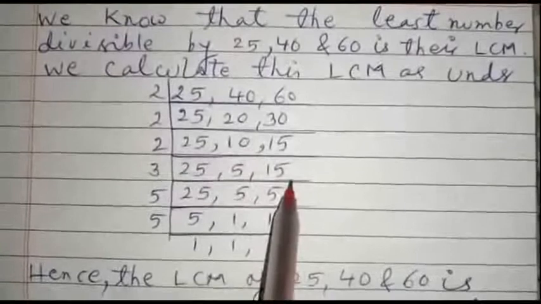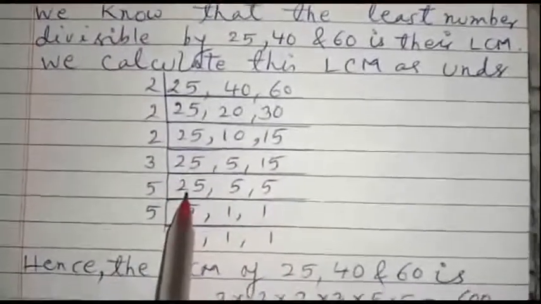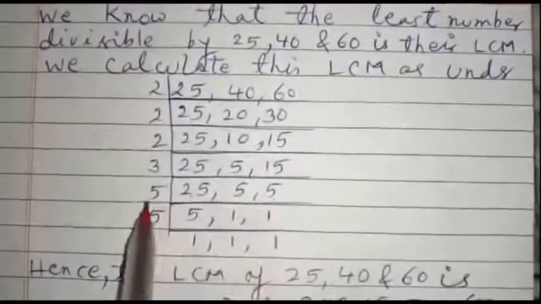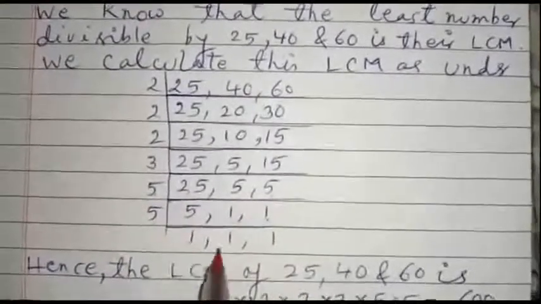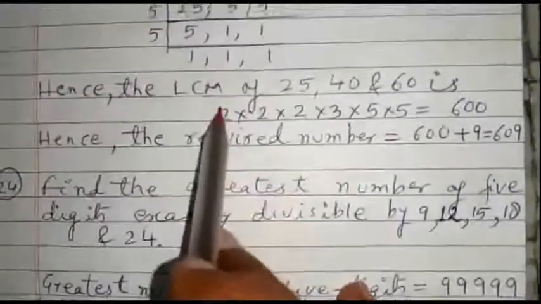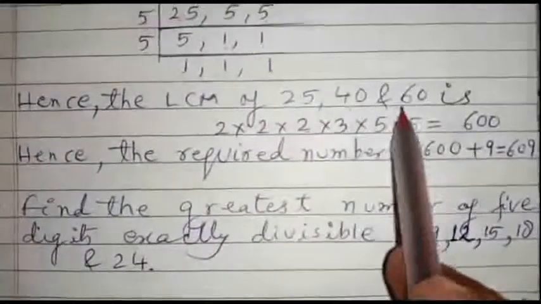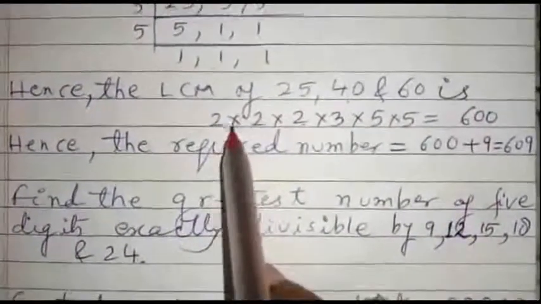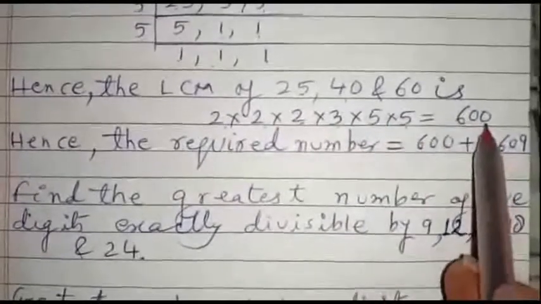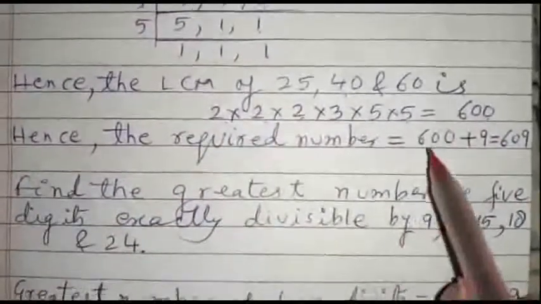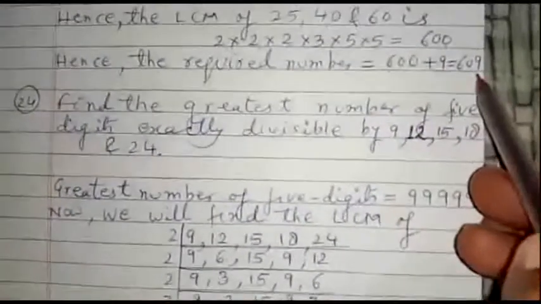5, 15. Now 3, 25, 5, 5. Now write 5, 5, 1, 1. Write 5, 1, 1, 1. Hence the LCM of 25, 40 and 60 is 2 into 2 into 2 into 3 into 5 into 5, which is equal to 600. Hence the required number will be 600 plus 9, which is equal to 609.